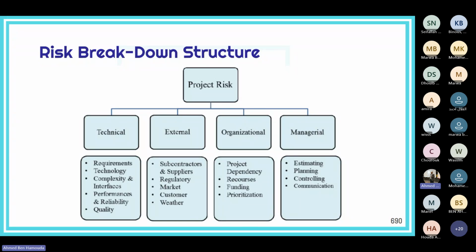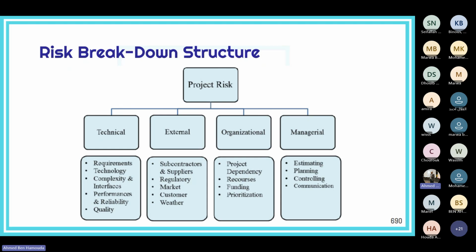For organizational risks, we're talking here about, for example, internal resources, maybe funding risks, some internal dependencies, etc. And for example, managerial risks, we're talking about risks related to estimating, for example, or planning, communication, execution, etc. Okay, so you as a project manager, you create or you prepare an RBS, a risk breakdown structure, and you put it as part of your risk management plan. So then it will be easier to track the risks by category.